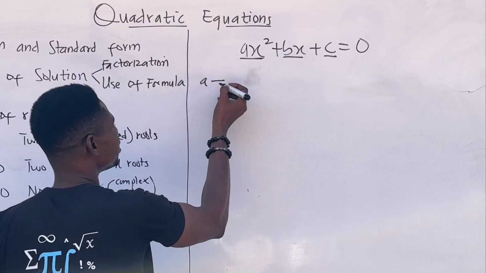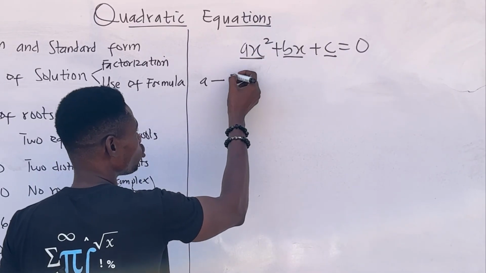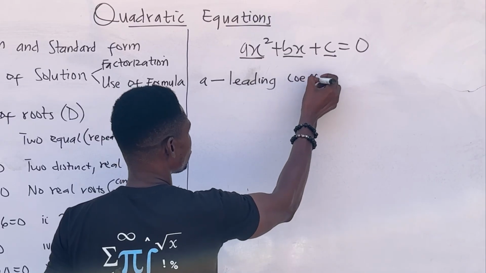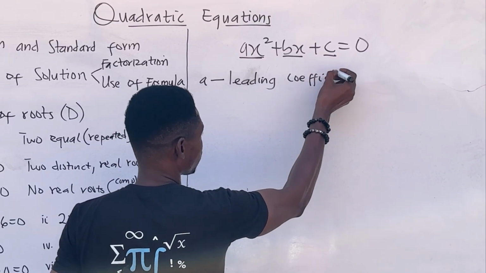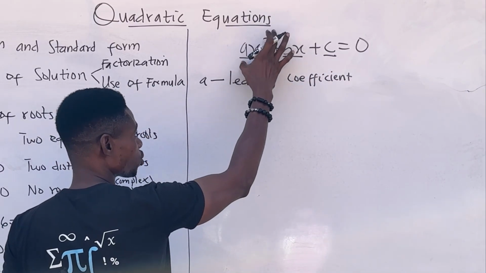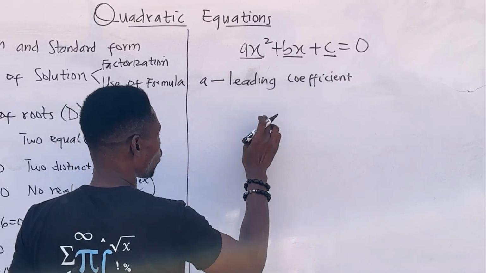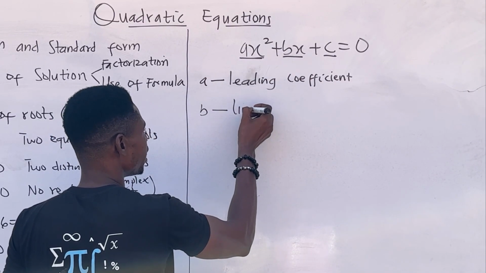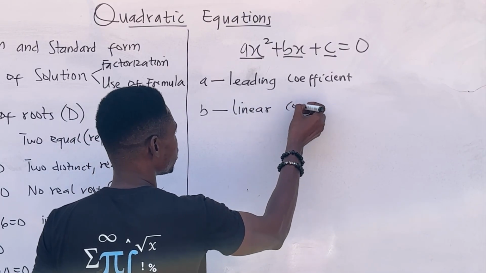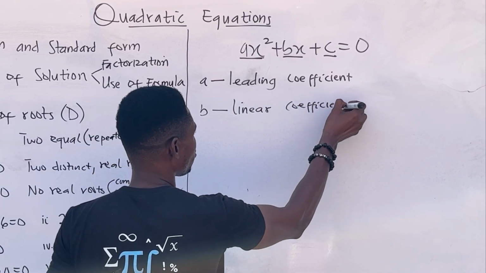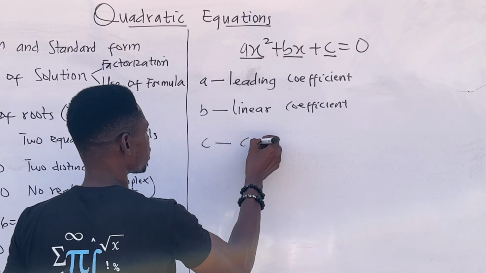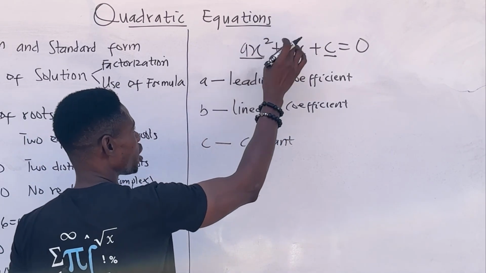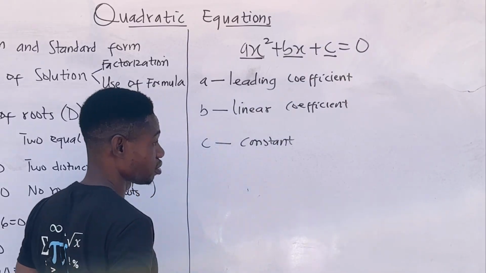Now a is the coefficient of x squared. We are going to call the leading coefficient. So watch, a is the coefficient of x squared, and that's the leading coefficient. B is the coefficient of x, which we're going to call the linear coefficient. And c is a constant. So ax squared plus bx plus c equal 0.